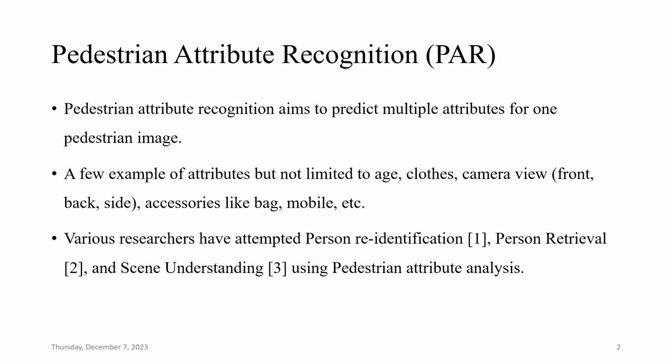Pedestrian attribute recognition, that is PAR, aims to identify various attributes present in a single pedestrian image. A few examples of attributes are gender, age, clothing patterns, and accessories like bag, mobile, umbrella, etc. An accurate PAR is used for person identification, query-based retrieval, and scene understanding.